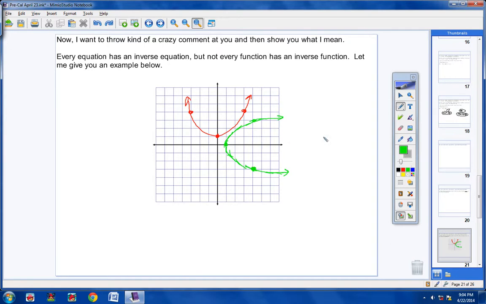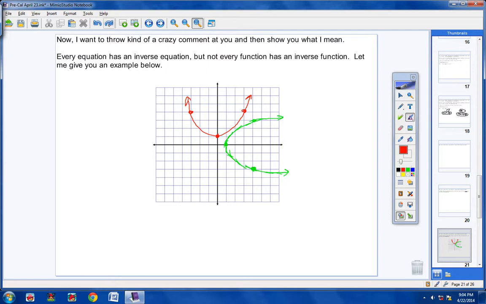However, I have a question for you men. Is the green graph a function? Well, think of your vertical line test, guys. Look. Is that green graph a function? No, it is not, because I can draw vertical lines that intersect the graph in more than one place. So, Mr. Earhart, what are you trying to show us?